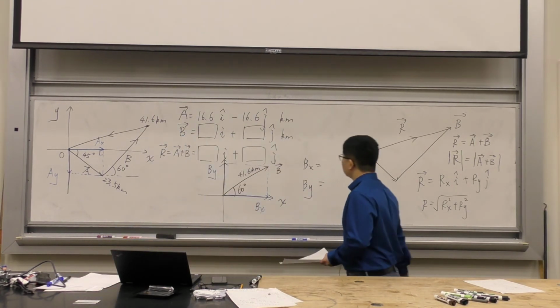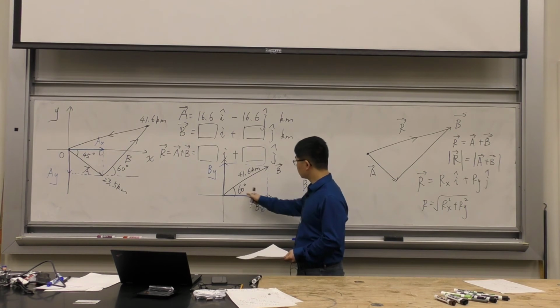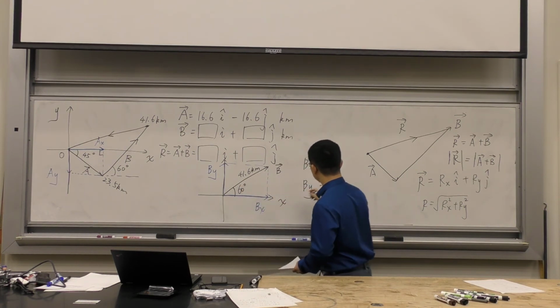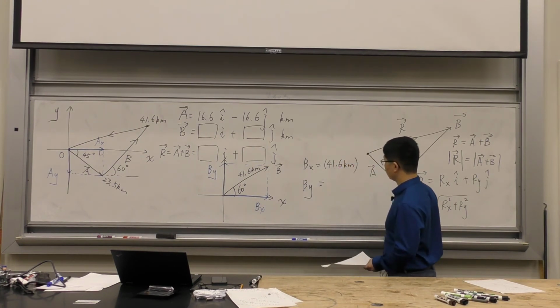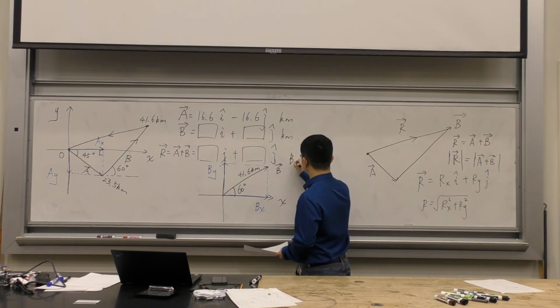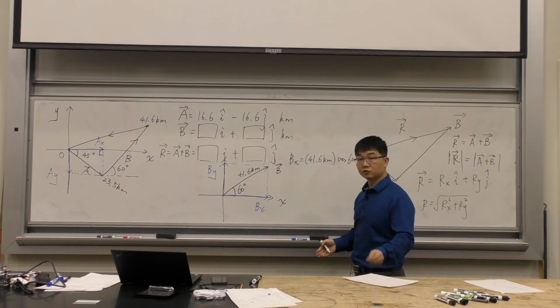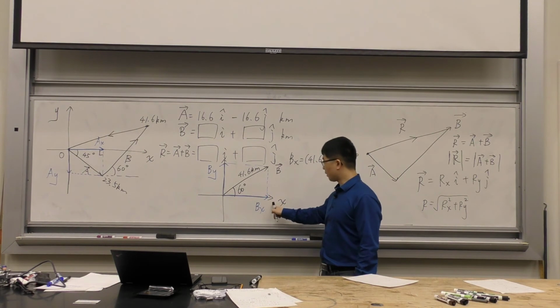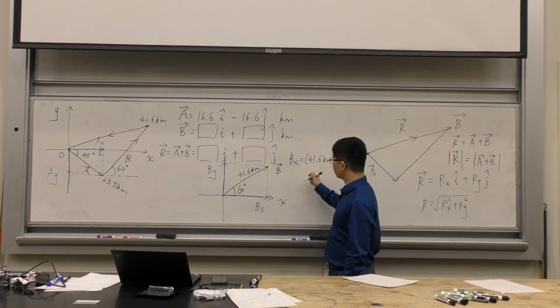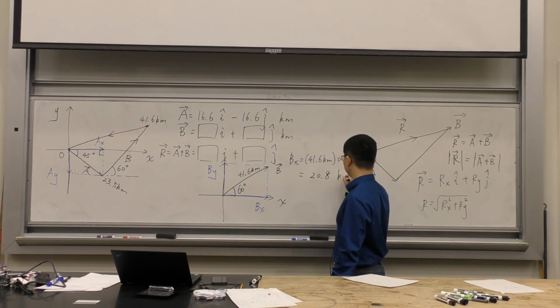Okay? So let's see. So the Bx in this case is going to be this side, right? This side, if I use this angle in the hypotenuse, I would still get 41.6 times cosine 60 degrees. Now again, take a look at the direction. We need to use a sign to distinguish left and right, up and down. It is to the right, it is in the positive x direction, so this is positive. I'm not going to assign a negative sign. What is this value? This is 20.8. Okay, that's the number I got.